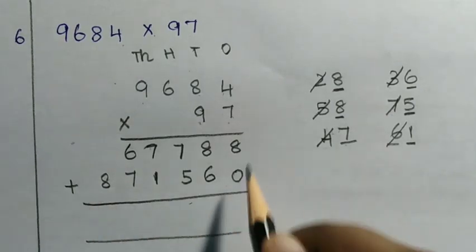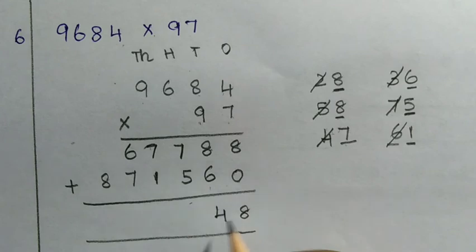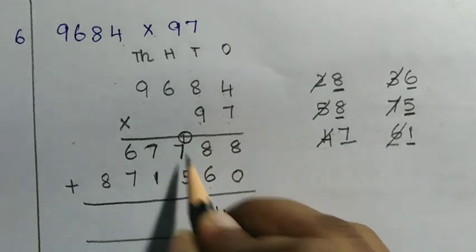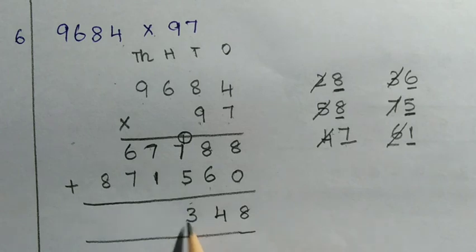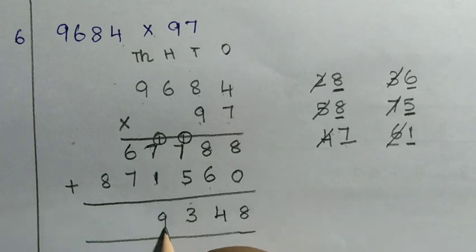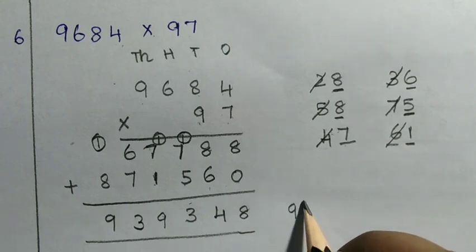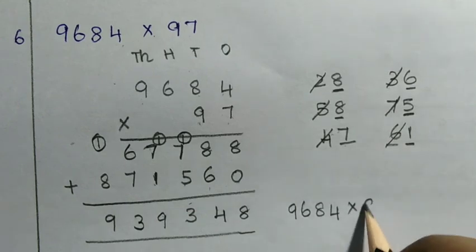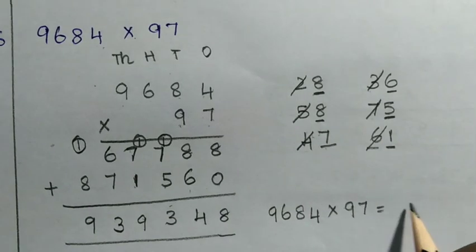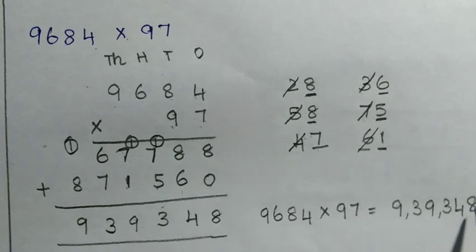Now let us add these two. 8 plus 0, 8. 8 plus 6, 14. 1 to the carryover. 7 plus 5, 12. Plus 1, 13. 1 to the carryover. 7 plus 1, 8. Plus 1, 9. 6 plus 7, 13. 1 to the carryover. 8 plus 1, 9. So the product of 9,684 and 97 is equal to 9,39,348.